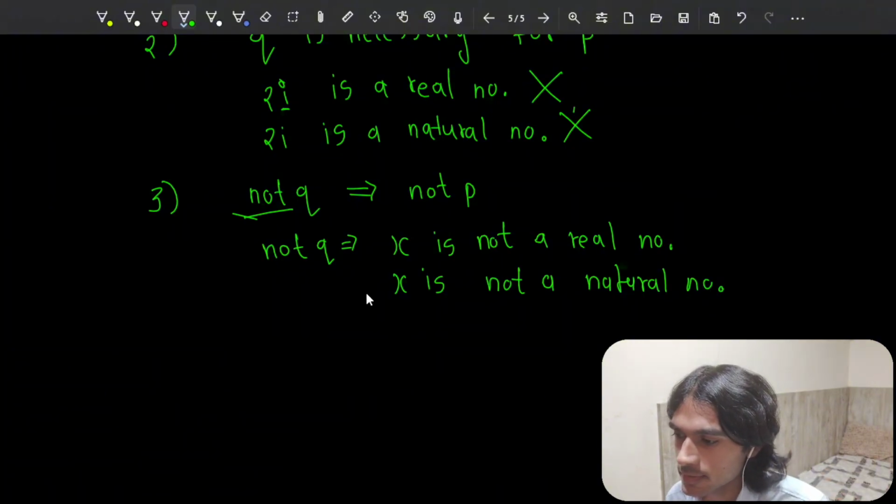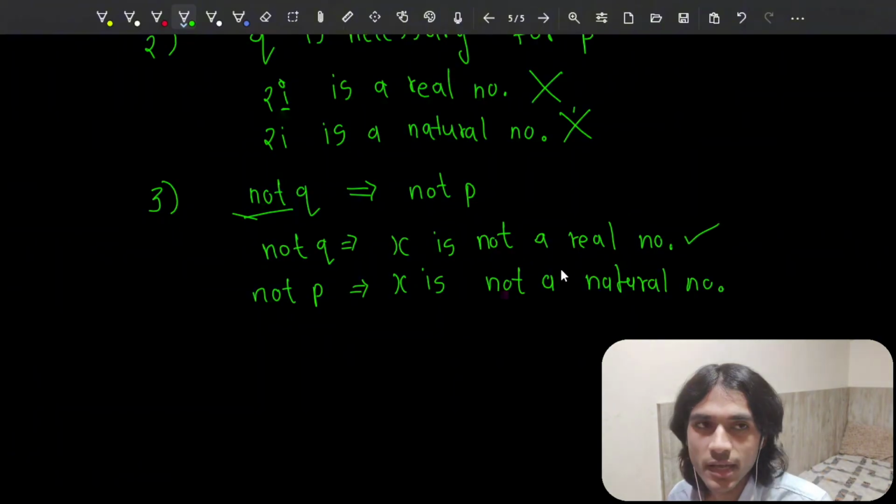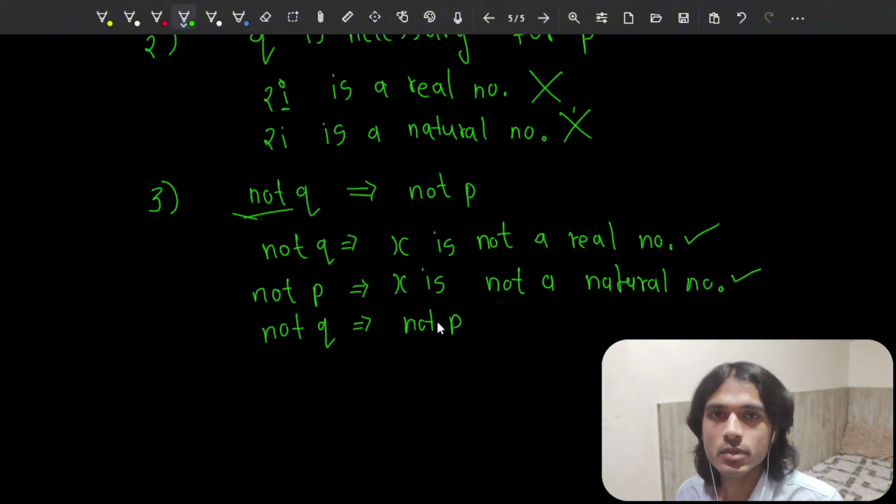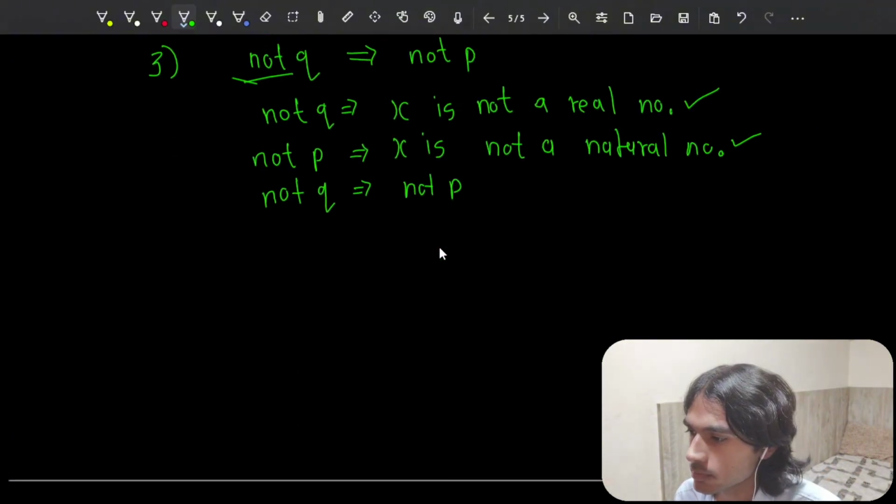If X itself is not a real number, that means X is not a natural number either, right? And what this statement is, is not Q, not P, right? So if I have this statement X is not a real number, and suppose this is true, then what does this imply? That X is not a natural number either. That means in terms of not Q and not P, not Q will imply not P, right? So let's just move to another observation.